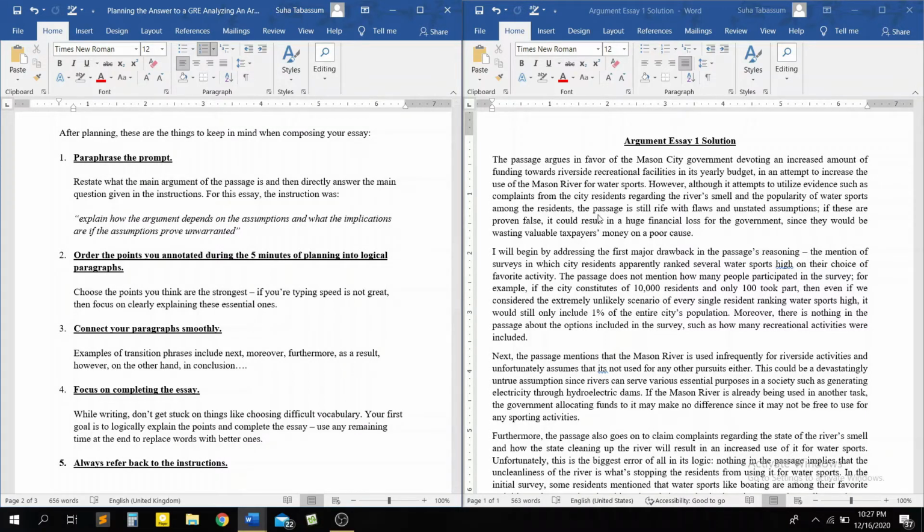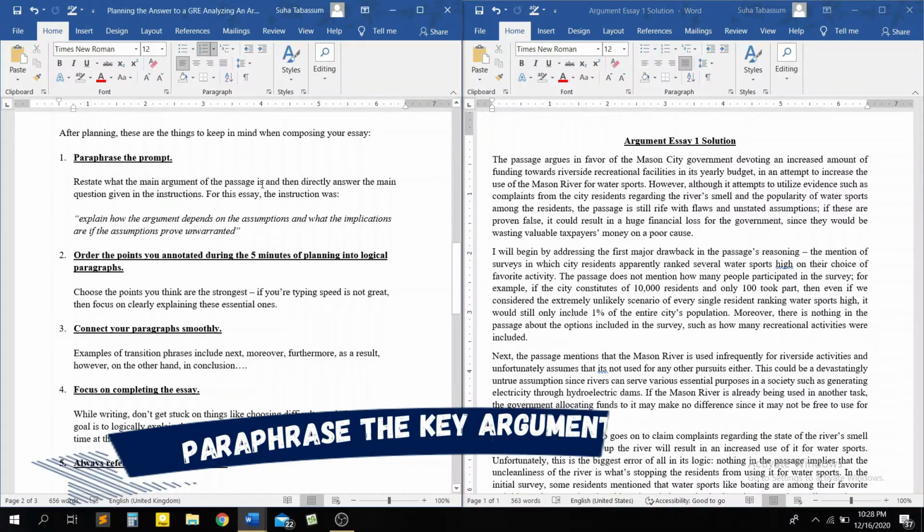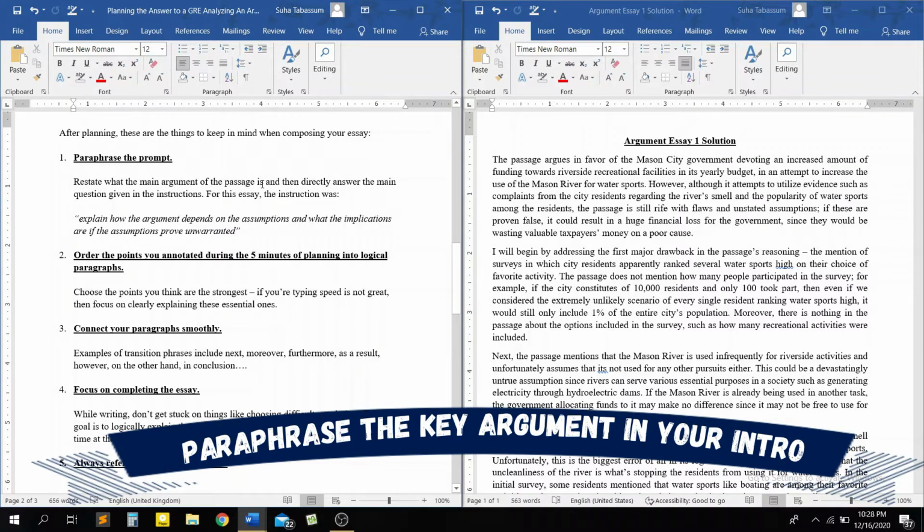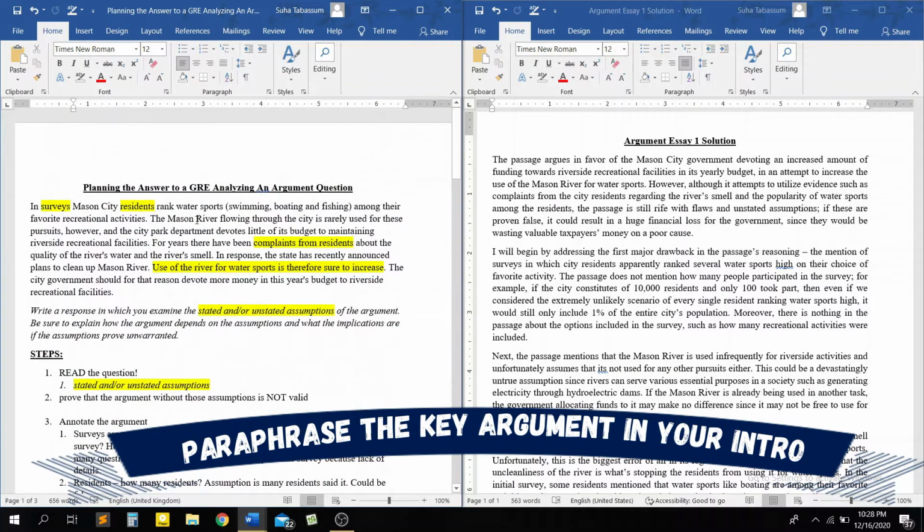So the first thing that you need to do is write your introduction. Once you're done planning, you have to focus on writing your introduction. So I mentioned before that the planning phase should take no more than 5 to 8 minutes, and the rest of the time you should devote to composing your essay, and at the end, of course, you should leave some time for checking. So in the introduction, what I usually do is I take the main argument, the point that's being made in the passage, I rephrase it and I include it in my introduction.